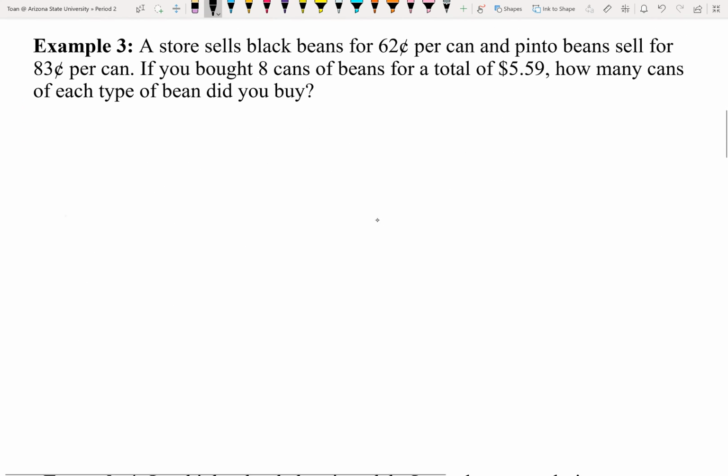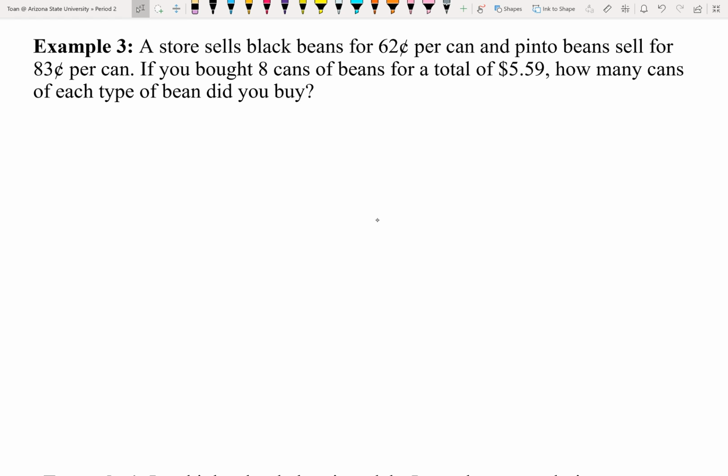and selling. So example 3: suppose a store sells black beans for 62 cents per can and pinto beans for 83 cents per can. If you bought 8 cans of beans for a total of $5.59, obviously this is a very old example. You're not going to find cans that cheap. If you bought 8 cans of beans for a total of $5.59, how many cans of each type of bean did you buy?